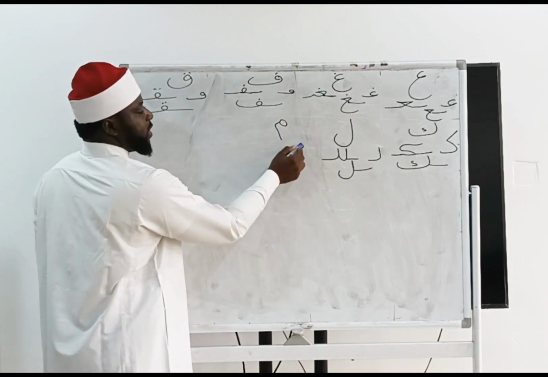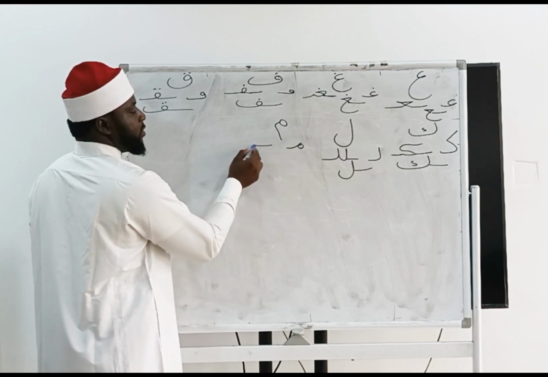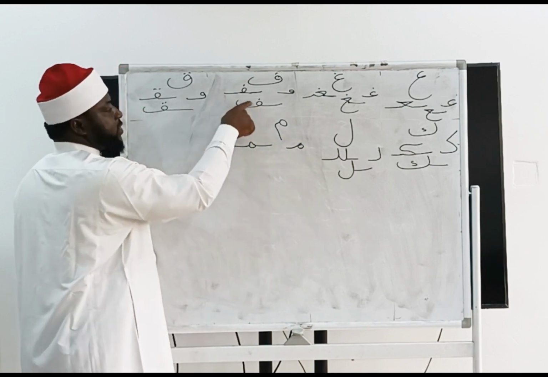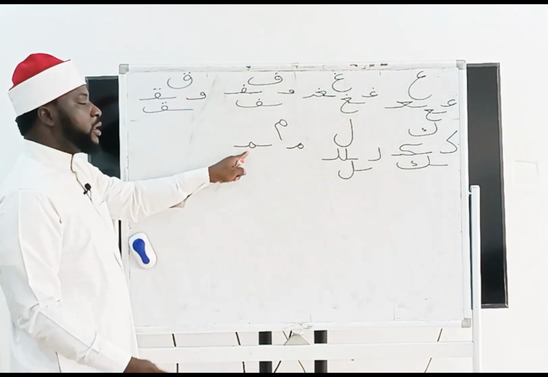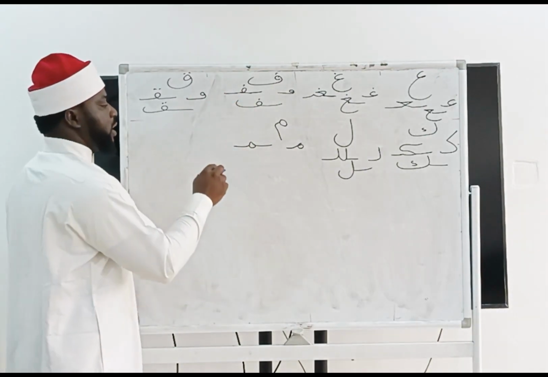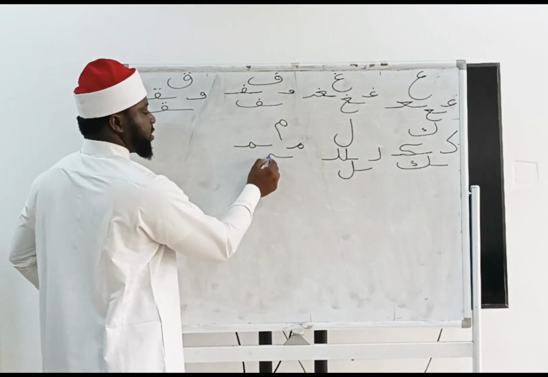At the beginning, it's like this. And at the middle, it's also like this. It's different, look and see. The zero is up, but the meem is circled together. And at the end, it comes like this.